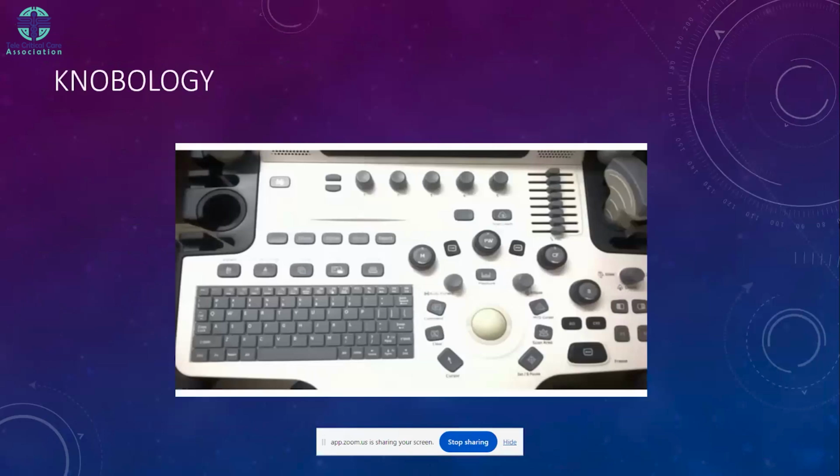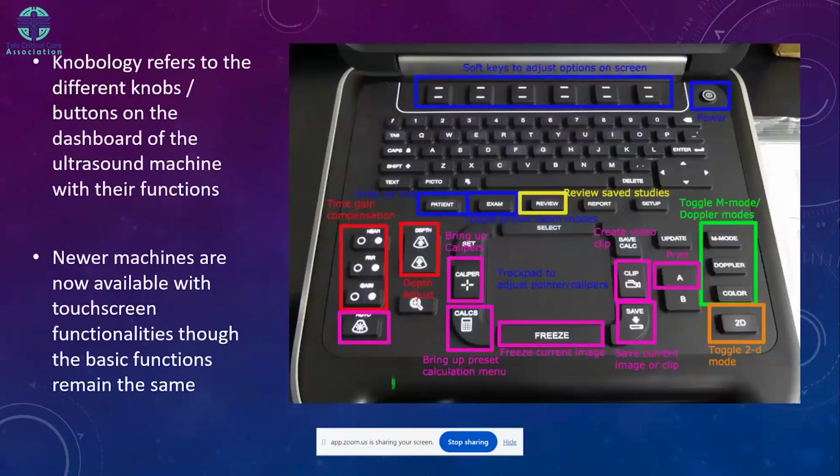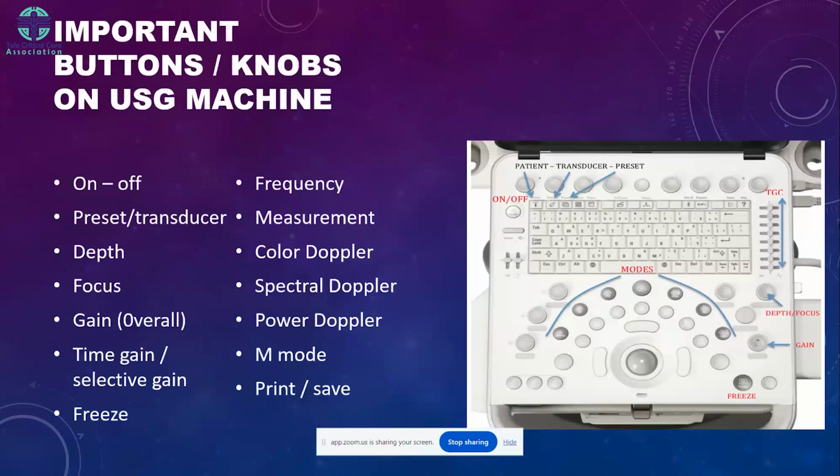Coming to the knobology. This image basically shows you the basic array of any ultrasound machine. It is very important to know what each of the buttons or knobs does, because the primary image may not be the particular thing that we're looking for. We may have to modulate a little bit so that the target tissue or the target measurements can be done. In older machines we had buttons. Nowadays, touchscreen technology is also available. So usually, these are the important buttons or knobs which are used on a USG machine.